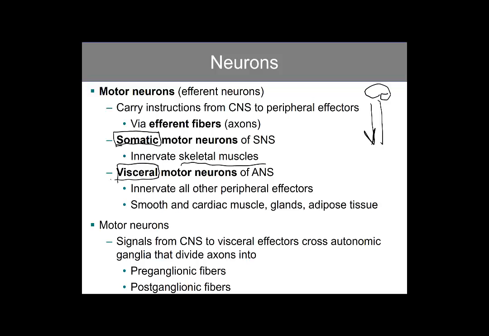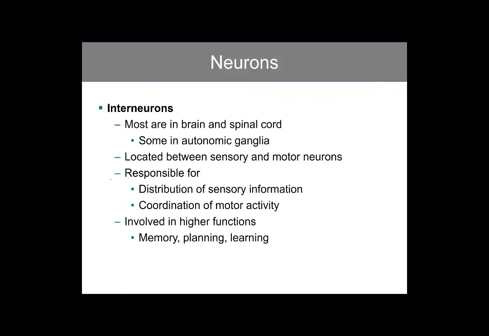Motor neurons receive signals from the CNS to the visceral effectors across autonomic ganglia that divide axons into two classes, either the preganglionic fibers or the postganglionic fibers. And we'll talk more about that distinction shortly.